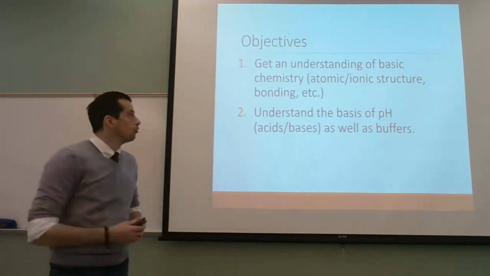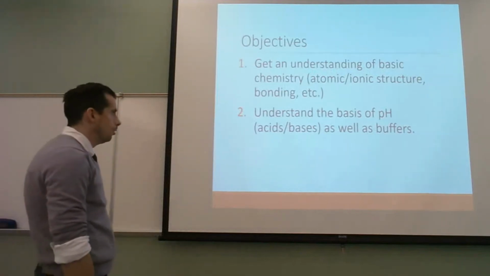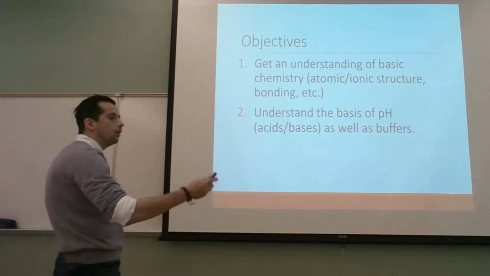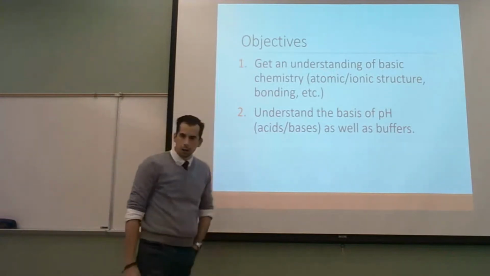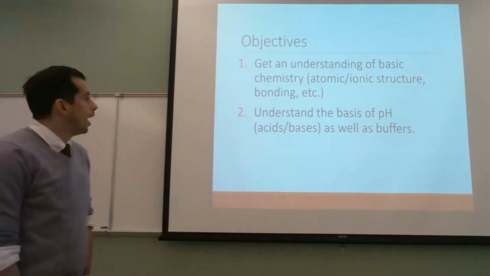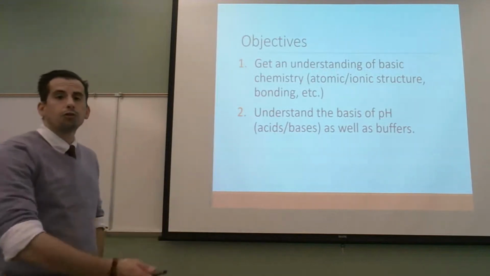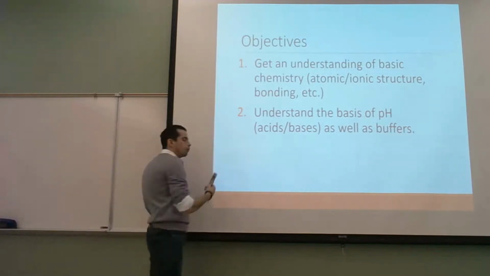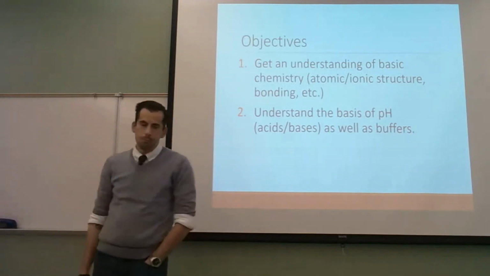You're going to have to get an understanding for basic chemistry: atomic and ionic structures, different types of bonding like covalent, ionic bonding in particular. And we're going to introduce you to the concept of pH, acids versus bases. But admittedly, much of this topic is going to be covered further down the road.